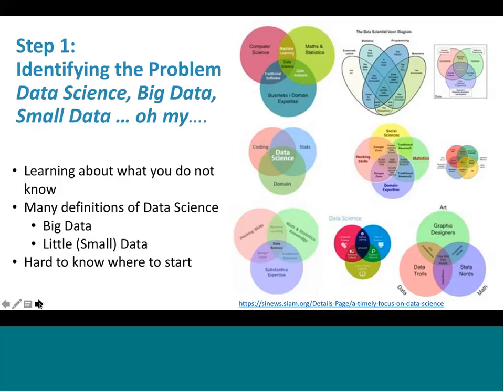Okay. So I started with identify the problem: big data, data science, small data, oh my. And what I found is that there are a lot of different ideas of what data science really is. Are we talking big data or little data? It made it really hard for me to think about even where to start.